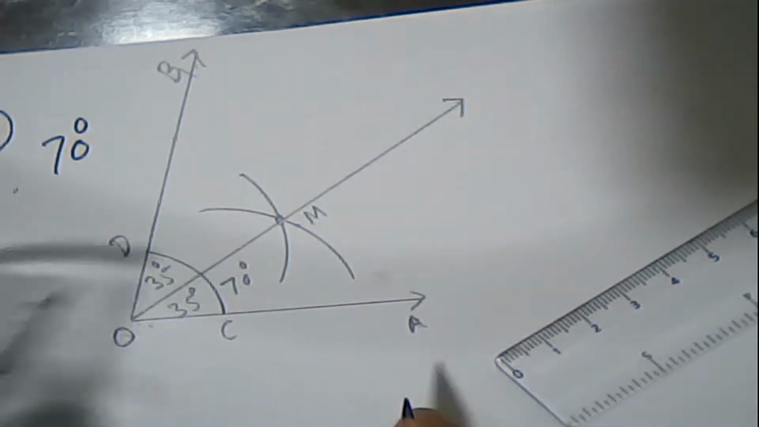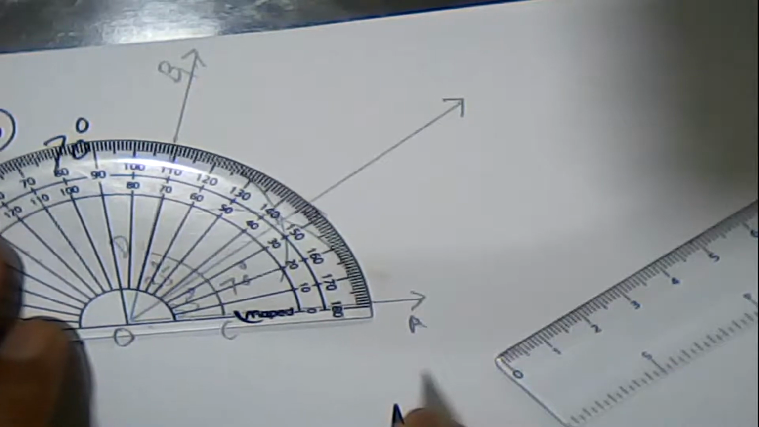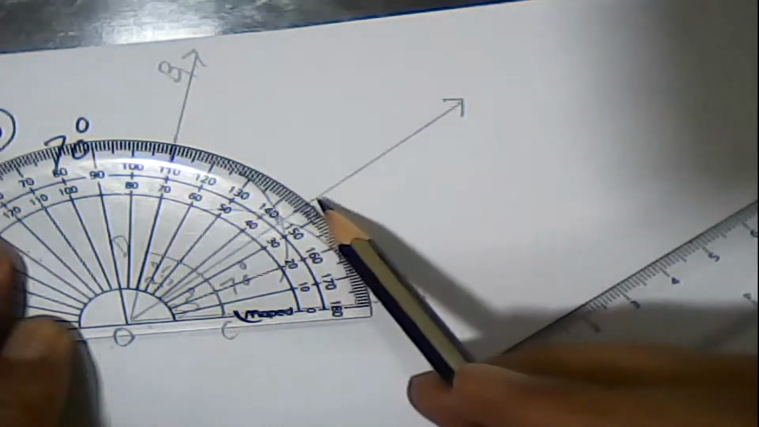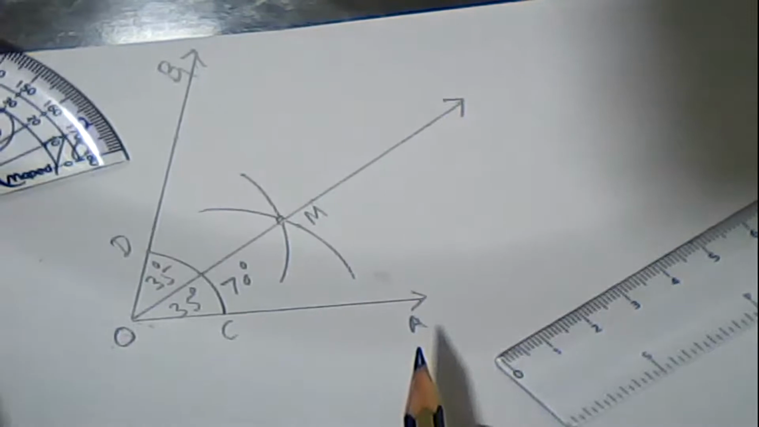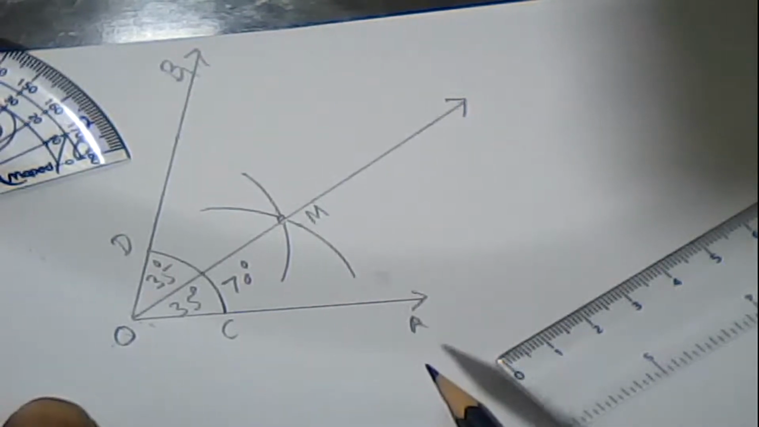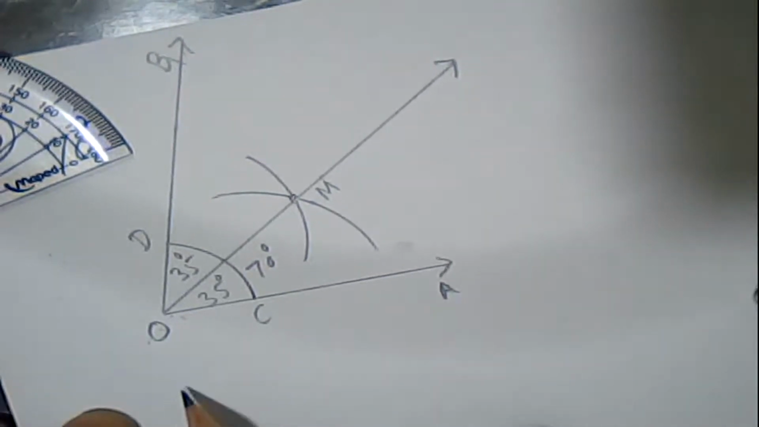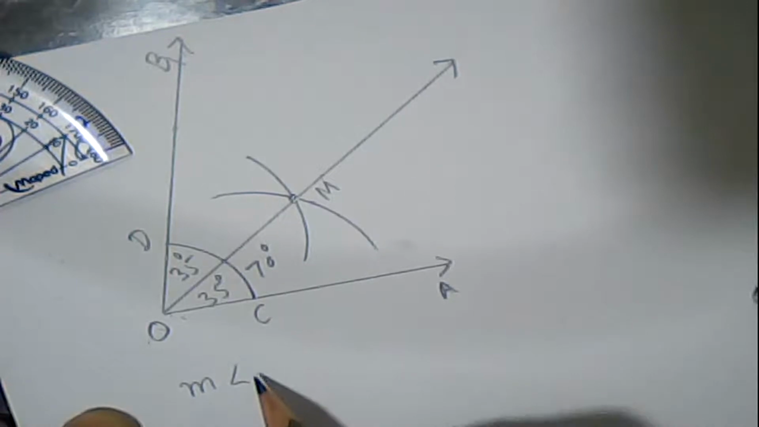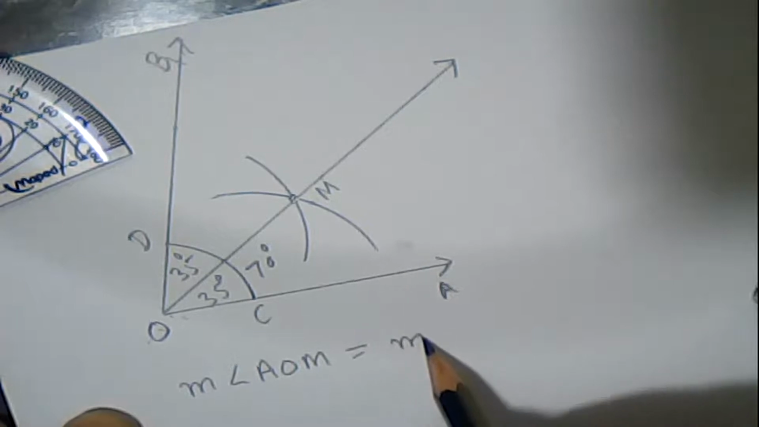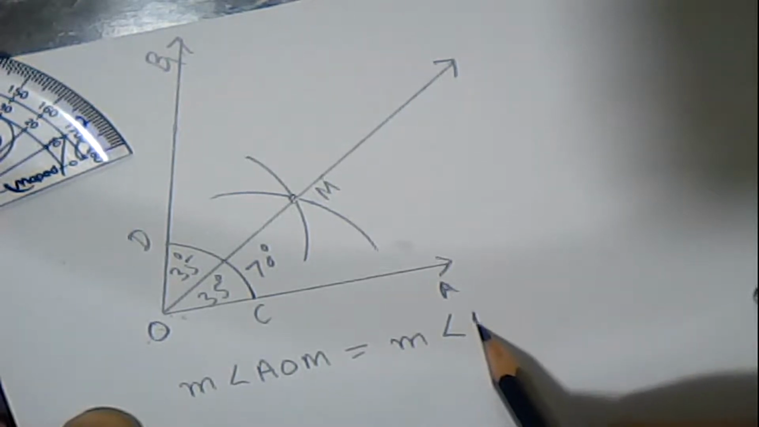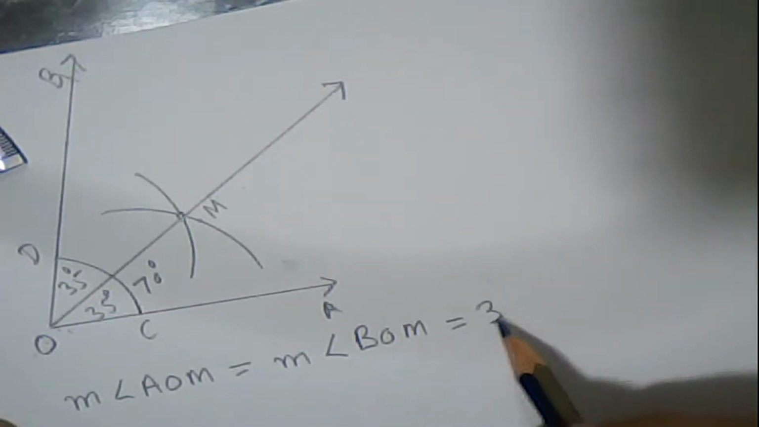Now students, you can also check the angle. This is 70 degrees and this is 35 degrees. Thus we can say that OM will cut the angle AOB into two equal parts. It means the measurement of angle AOM is equal to the measurement of BOM, which is 35 degrees.